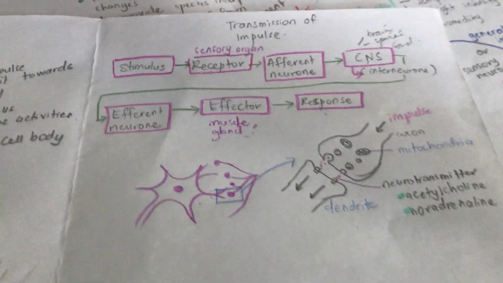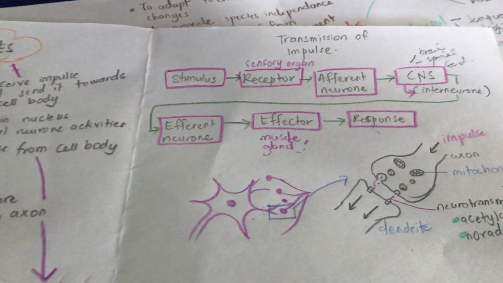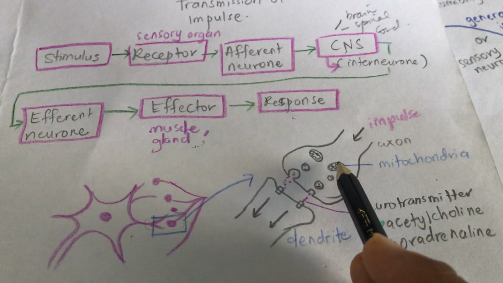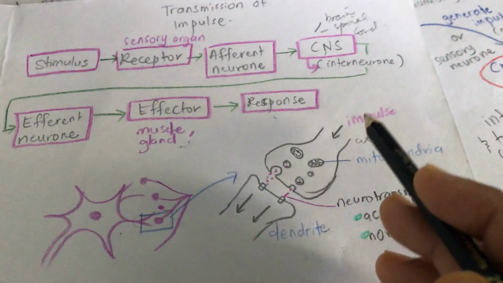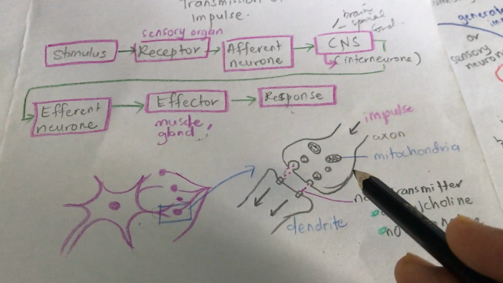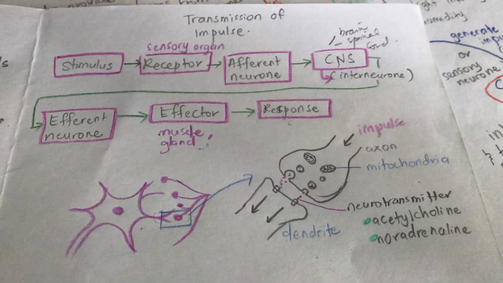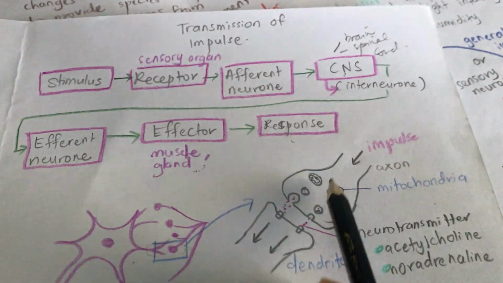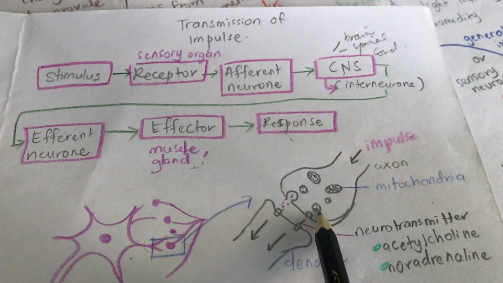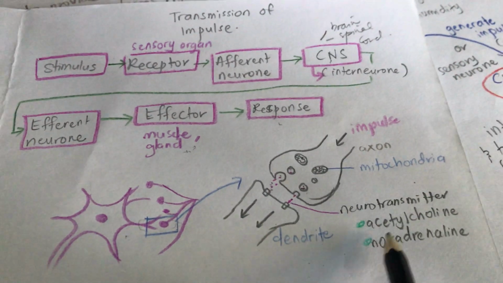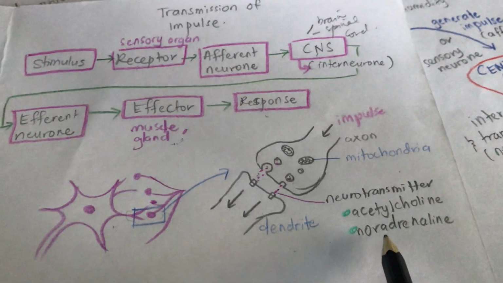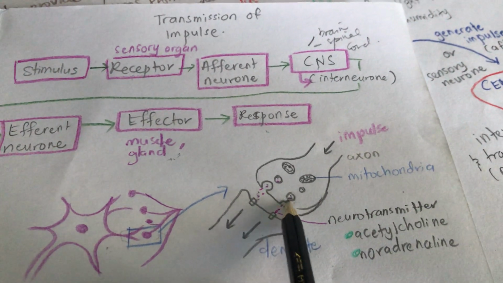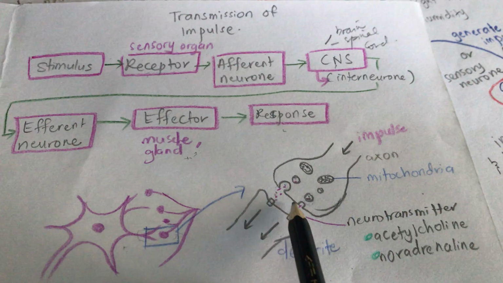Okay, so this requires energy, so that's why you find lots of mitochondria at the axon terminal. Okay, the process of changing the nerve impulse into neurotransmitter requires a large amount of energy. Now the impulse has changed into neurotransmitter, for example acetylcholine and also noradrenaline. Okay, now the neurotransmitter will be transported in a transport vesicle and released at the end of the axon terminal.